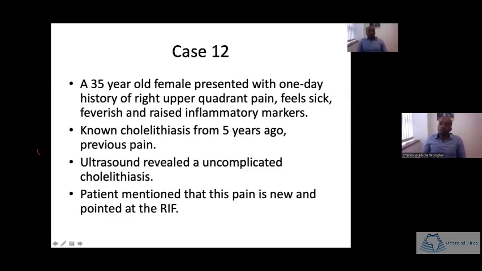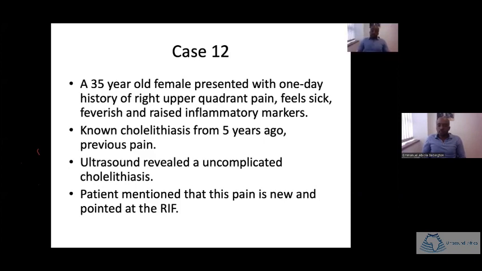Case number 12. A 35-year-old female presented with a 1-day history of right upper quadrant pain. She feels sick, feverish, and had raised inflammatory markers. The patient was known to have cholelithiasis for 5 years, and she's had previous pain, with an ultrasound that confirmed gallstones. This time she presented with acute pain in the right upper quadrant, and the doctors were suggesting an ultrasound to check for complications from the gallstone.